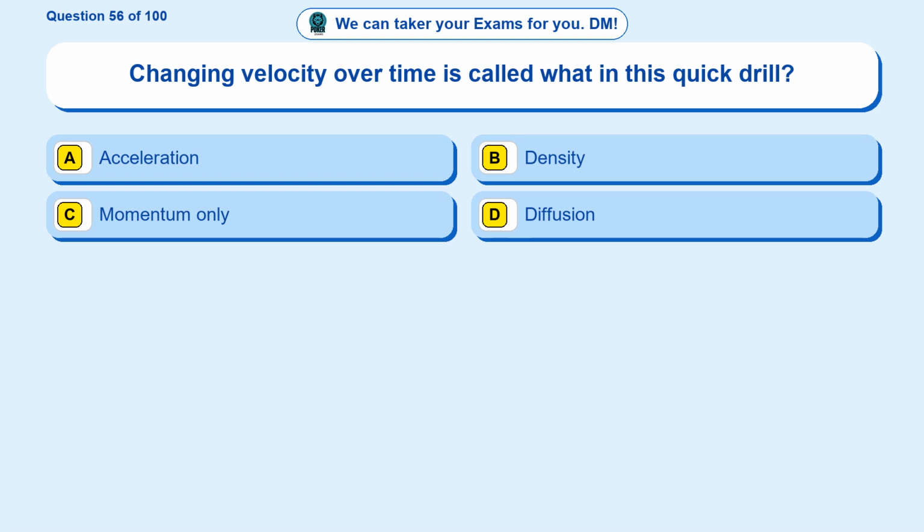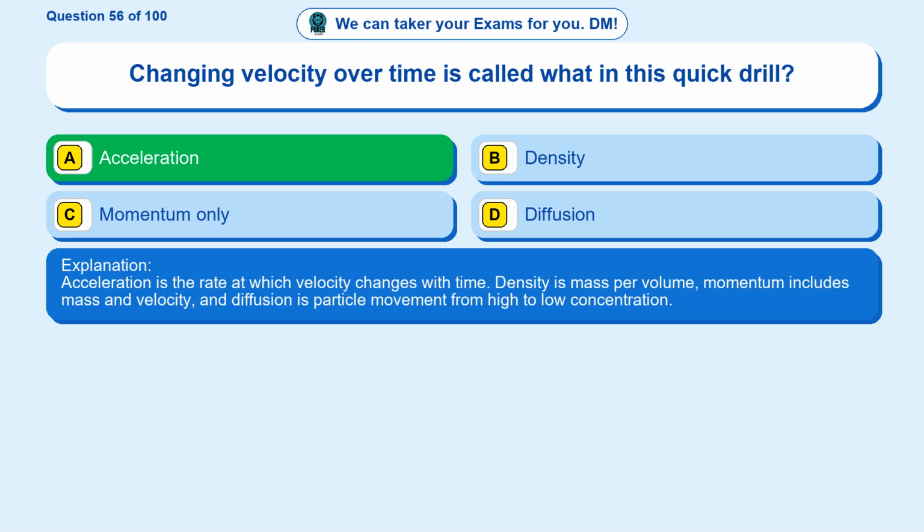Question 56. Changing velocity over time is called what in this quick drill? Option A, acceleration. Option B, density. Option C, momentum only. Option D, diffusion. The correct answer is option A, acceleration. Acceleration is the rate at which velocity changes with time. Density is mass per volume, momentum includes mass and velocity, and diffusion is particle movement from high to low concentration.